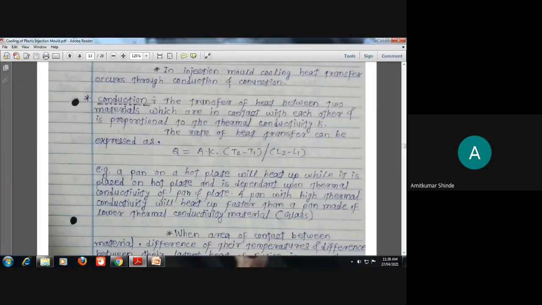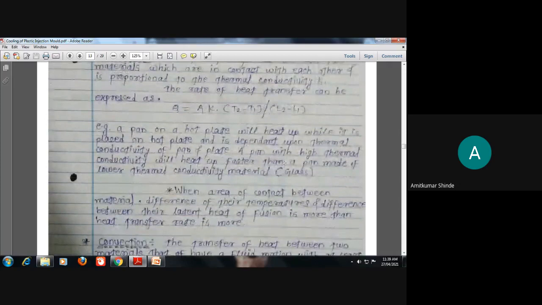The rate of heat transfer, q, can be expressed by using this formula: q = A into k into (t2 minus t1) divided by (l2 minus l1). This L2 minus L1 is nothing but the difference between the latent heat of fusion. Then what is the meaning of latent heat of fusion?